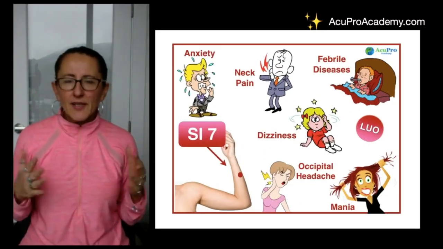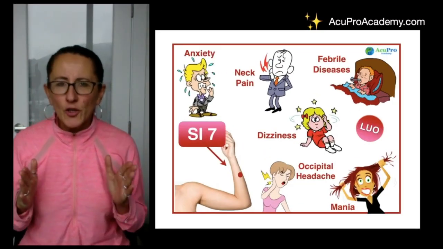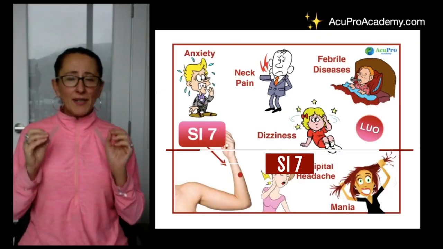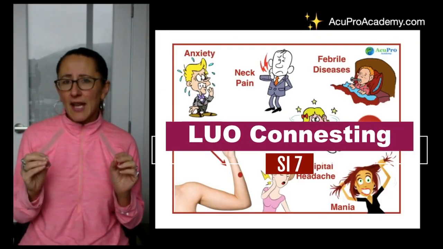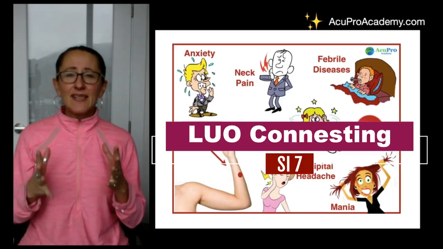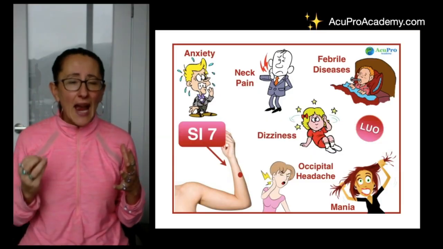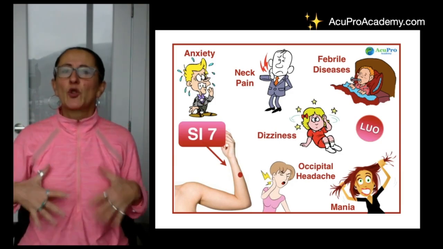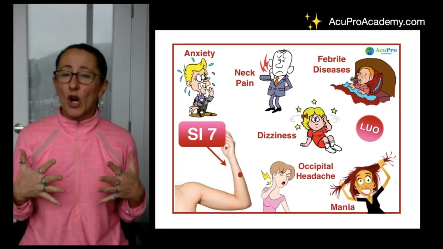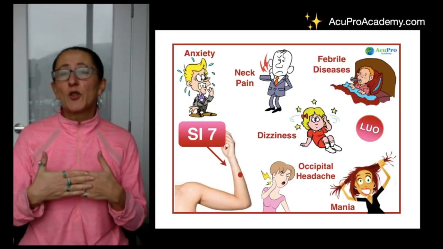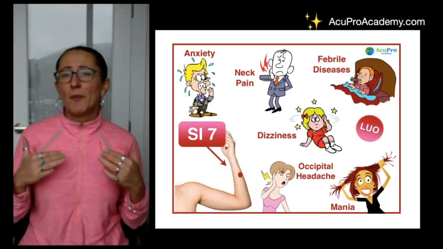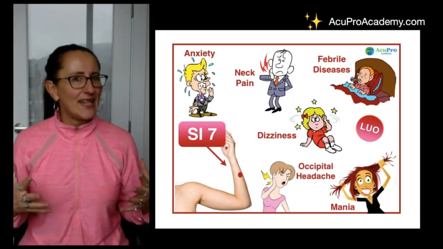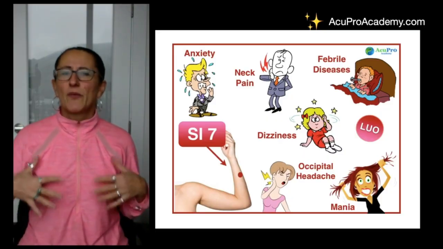I think often small intestine 7 is underutilized. It is the lower connecting point that connects the small intestine to the heart. This is why it's a great point for anxiety, or feeling hysterical or manic or just hyper, too much energy, too much fire in the heart. This is a really good point to combine with a heart point to calm the mind and also to clear heat, because this is really an excess with a lot of heat.